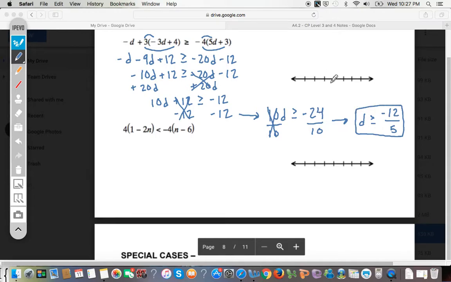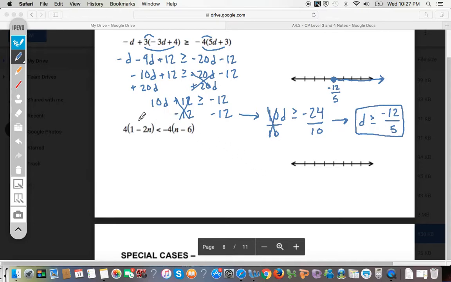So again, if I want to graph that, which I do, I'll put negative 12 over 5 right here. I have a closed circle, and I know d is greater than or equal to negative 12 over 5, so I'll be heading in this direction. Awesome.